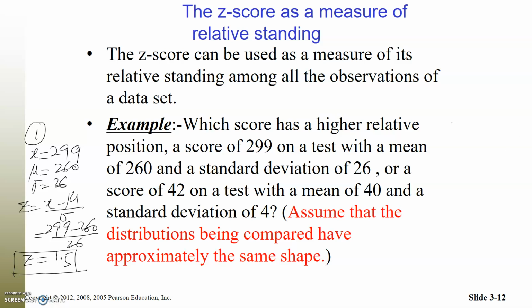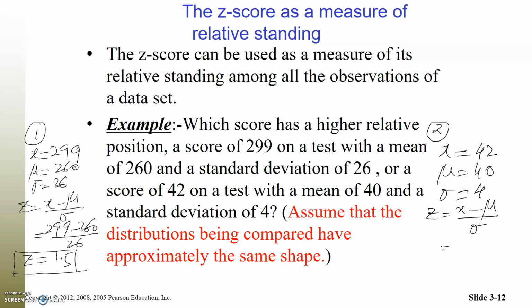Now we do the second calculation. What happened in the second situation? The score has a value of 42, and the mean score on the test was 40 with a standard deviation of 4. We apply the same formula. z is equal to x minus mu divided by sigma, which is 42 minus 40 divided by 4. The answer comes out to be 0.5. So the z value is 0.5.